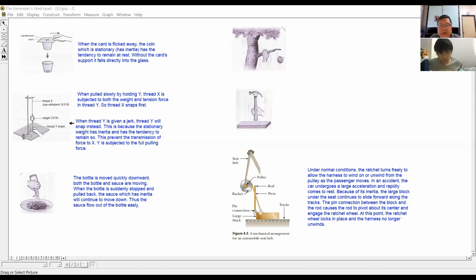Why is it so? Why is it that in the second case, instead of pulling slowly, you give it a jerk, the thread Y will snap first? Do you have any explanation for this? Why will thread Y snap first in the second case? In the first case, X will snap first.